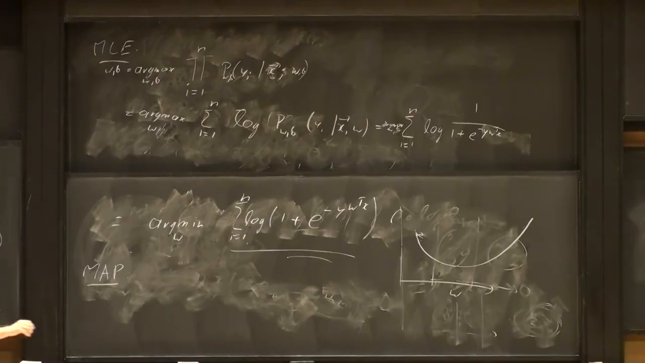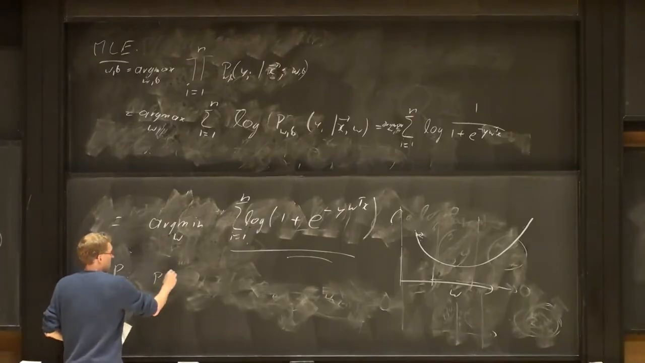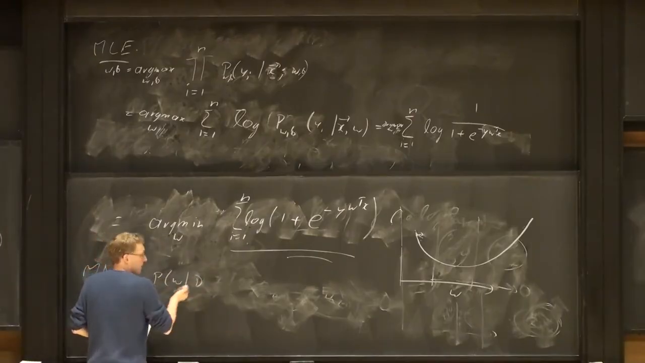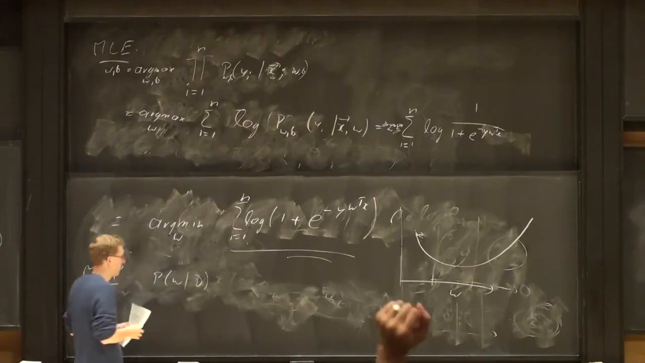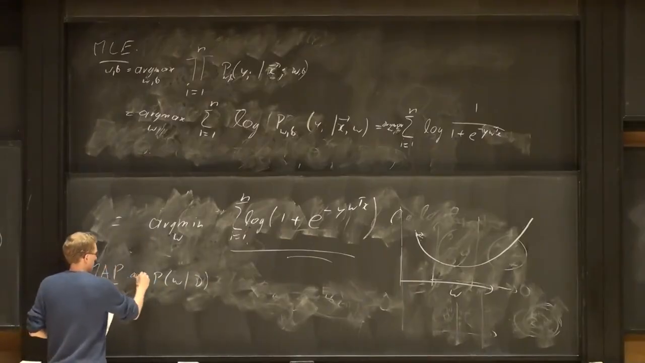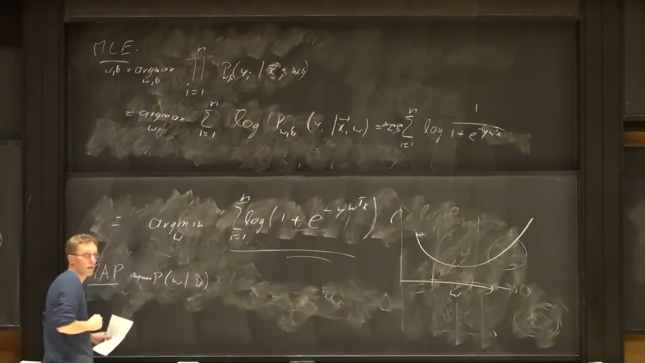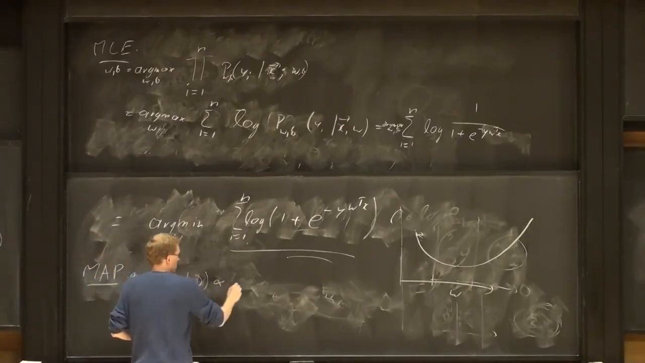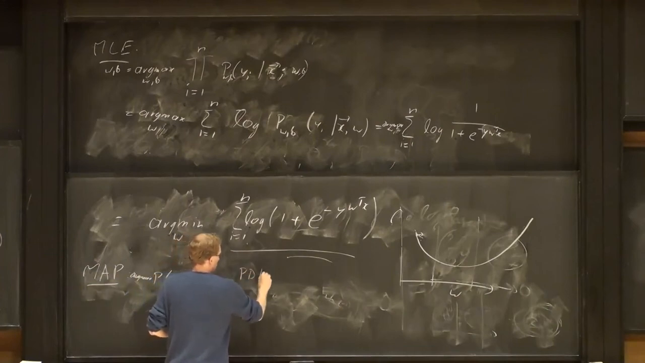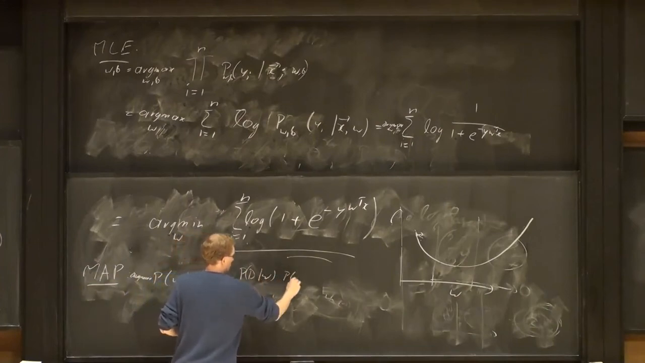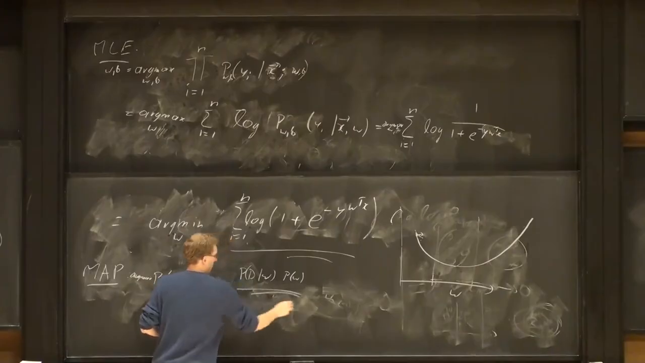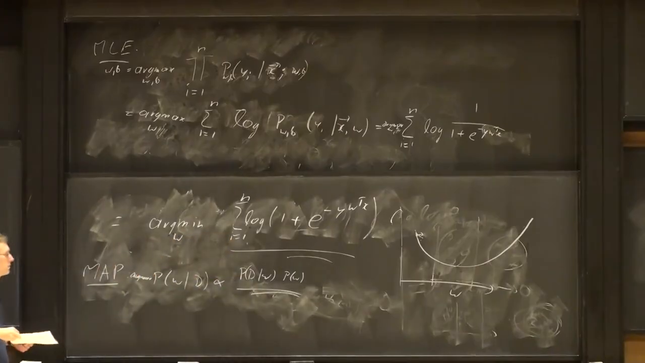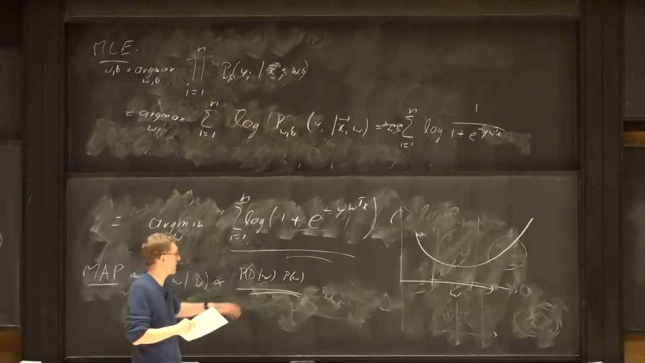We maximize the probability of P of W given the data. So that's the difference. We try to find the argmax of W given the data, and that is proportional to P of the data given W times P of W. So that was exactly what MAP was. This here is exactly the same thing as MLE.